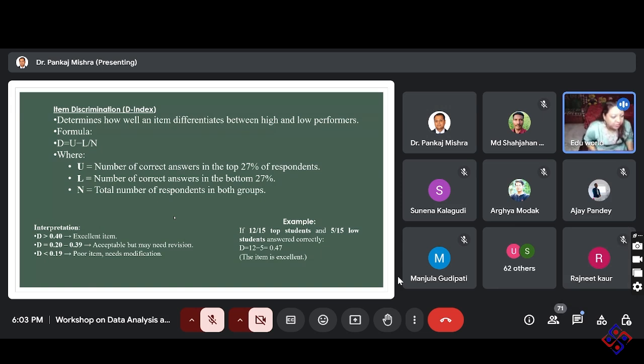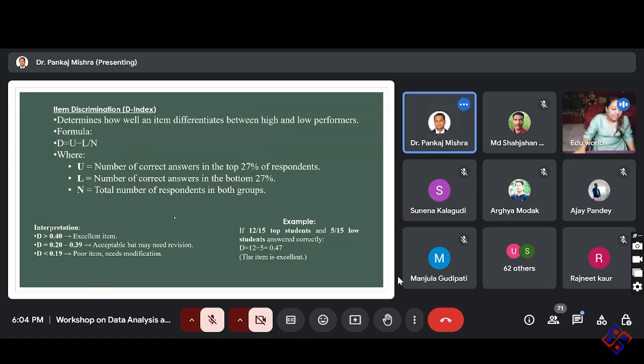So for item discrimination also, we have to see who are the highest performers and who are the lowest performers. We have to select the top 27% respondents and the bottom 27% respondents based on the total group. And again we have to divide it in the way we have already shown in the item difficulty. The results we get, 0.40 and above, are excellent, 0.20 to 0.39 are acceptable, and 0.19 and below are poor items, which we have to eliminate. This is the way we eliminate or keep the item.